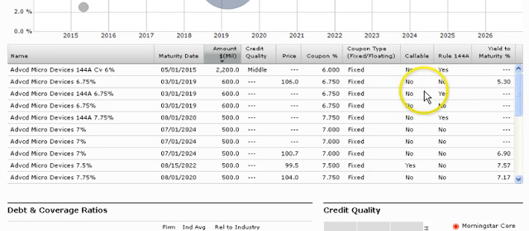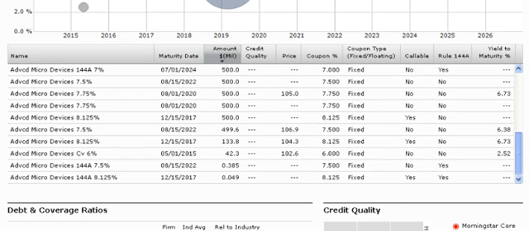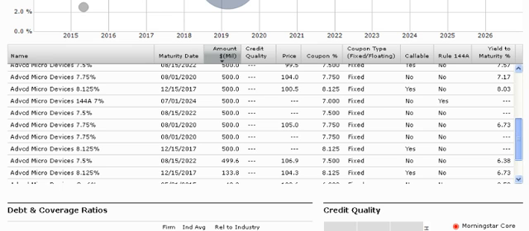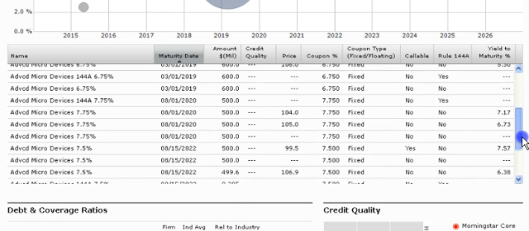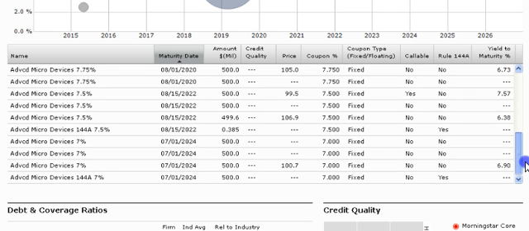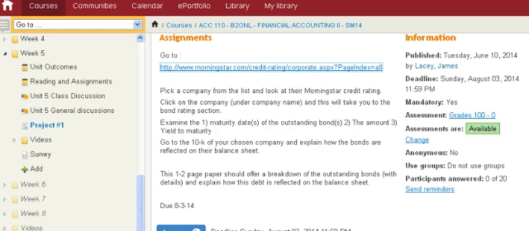So as you can see, none of these are callable bonds. This is the yield to maturity right here. It goes all the way down. And here it is right here. I hit maturity date, and it sorts it in order. And this is a clear mark as far as the coupon rate going up and up as the maturity dates go out further. So what you're trying to do here is you get the maturity dates, outstanding bonds, the total amount, and the yield to maturity.